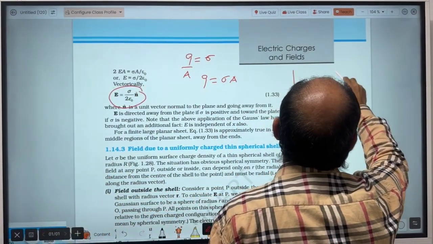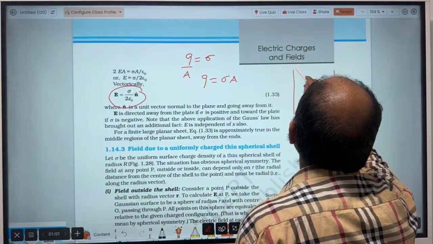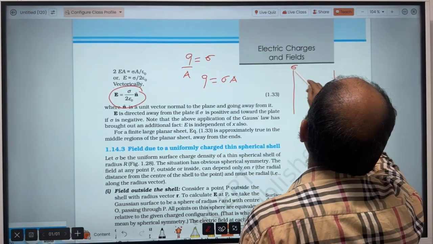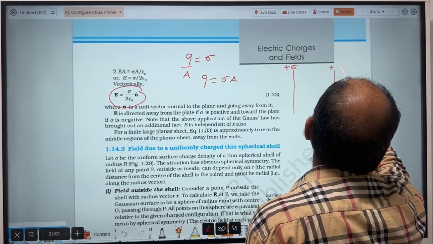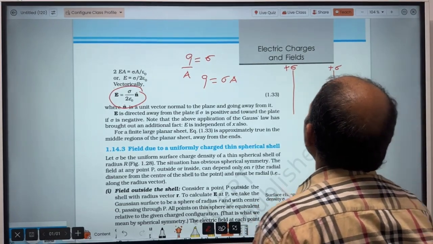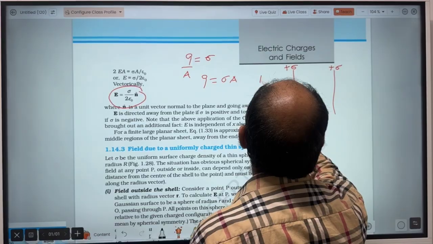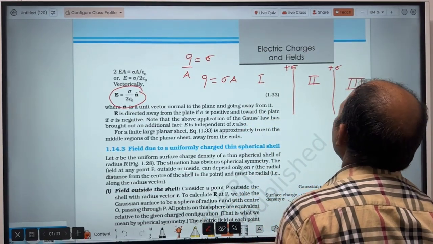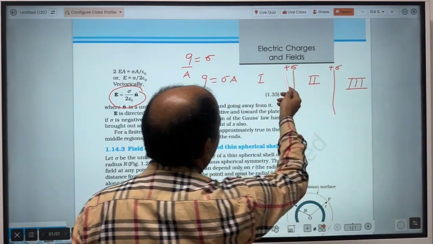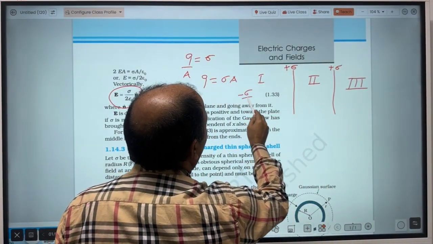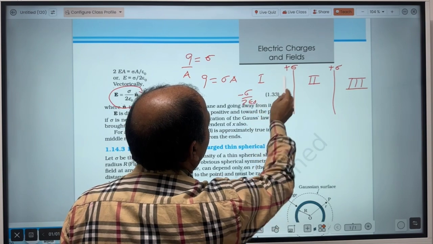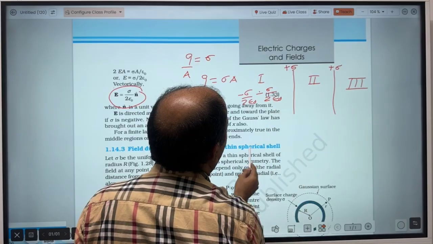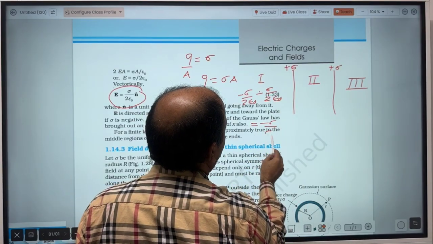You will see that suppose there are two plates, and if this is positively charged, meaning the charge density is plus sigma, you can write here also it is plus sigma. Then what happens if you find the electric field in this region, in this region, in this region? So there are three regions possible. Here the electric field will be minus sigma upon 2 epsilon naught due to this plate, and due to this plate also it will be minus sigma upon 2 epsilon naught. So this will become minus sigma upon epsilon naught.